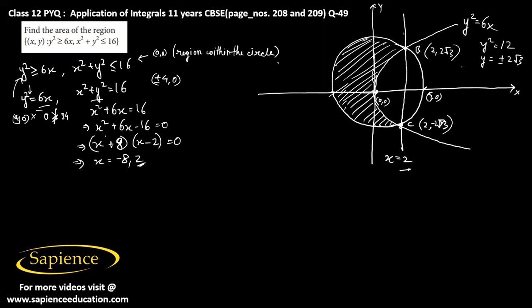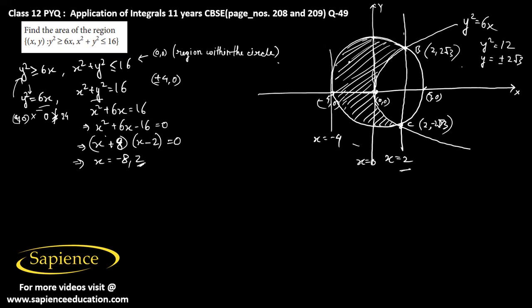So this straight line is x equal to 2, and this straight line is x equal to 0, and this point is minus 4 comma 0, obviously. So we can integrate from x equals minus 4 to x equal to 0 for this curve, and from x equal to 0 to x equal to 2 we should subtract this parabolic curve from this circular curve.